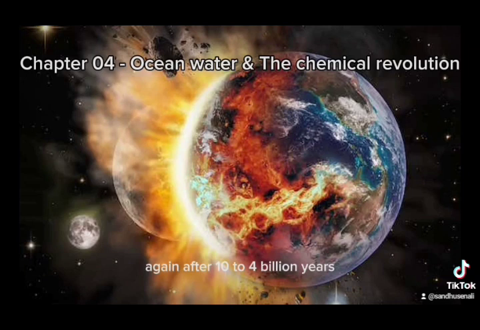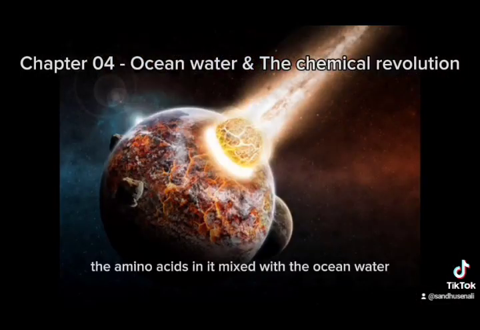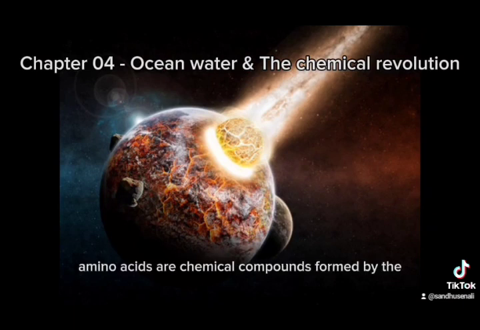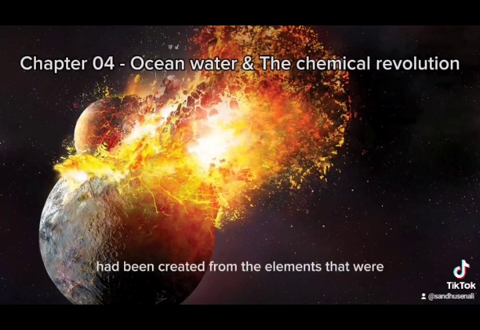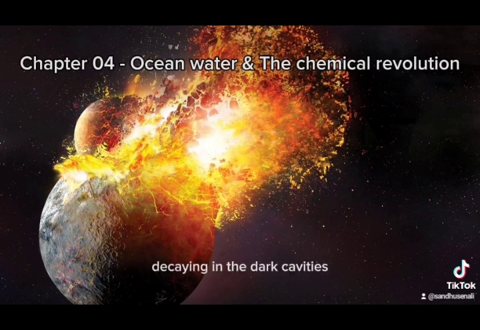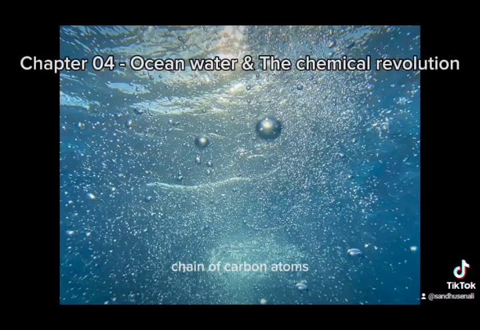Again, after a tenth of a billion years, a meteor shower crashed into the Earth. The amino acids in it mixed with the ocean water. Amino acids are chemical compounds formed by the addition of carbon, oxygen, hydrogen and nitrogen. By now, simple compounds had been created from the elements that were decaying in the dark cavities at the bottom of the ocean. Many compounds were formed by adding hydrogen and oxygen atoms to a chain of carbon atoms.